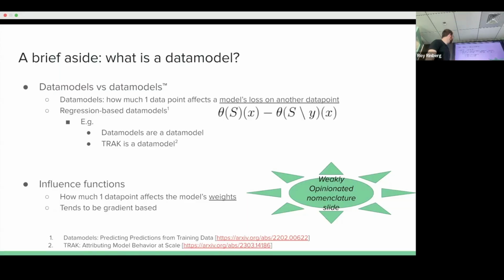Actually, probably most of the people in the room don't know what all these different things are. So we're going to go into data models, and I'll explain in a second. I think this slide is really just trying to split between influence functions, which are about how much training on this affects your model, as I usually interpret them, and what we really care about, which is how much one data point affects the model's loss on another data point. And I'm going to explain.